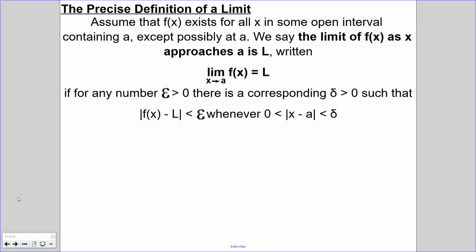Then we say the limit of f of x as x approaches a is L, which is written as the limit as x approaches a of f of x equals L, if for any number epsilon greater than 0, an infinitesimally small number, there is a corresponding delta greater than 0, an infinitely small number, such that the distance between f of x and L is less than this epsilon whenever the distance between x and a is greater than 0, but also less than this infinitesimally small number delta. So again, this is a much more accurate mathematical definition, but what we went through says generally the same thing.